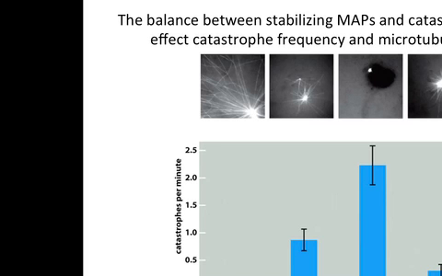And so the point is, you've got this balance between stabilizing MAPs and catastrophe factors that affect catastrophe frequency and microtubule length. And in mitosis, you have many more catastrophes. You're much more dynamic. It makes sense when you consider that when you're assembling your mitotic spindle, you have this constant growing and shrinking because you're trying to position yourself, you're trying to grab onto those chromosomes. All of that needs to happen.